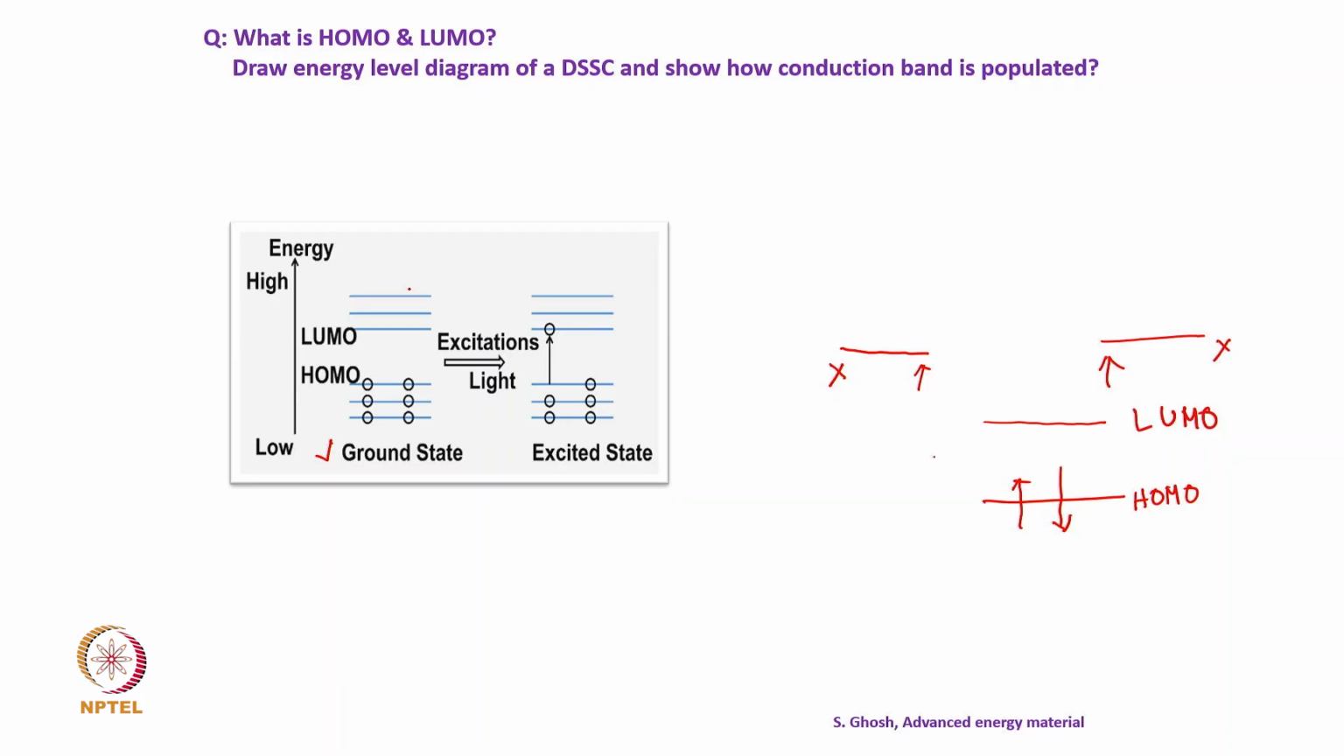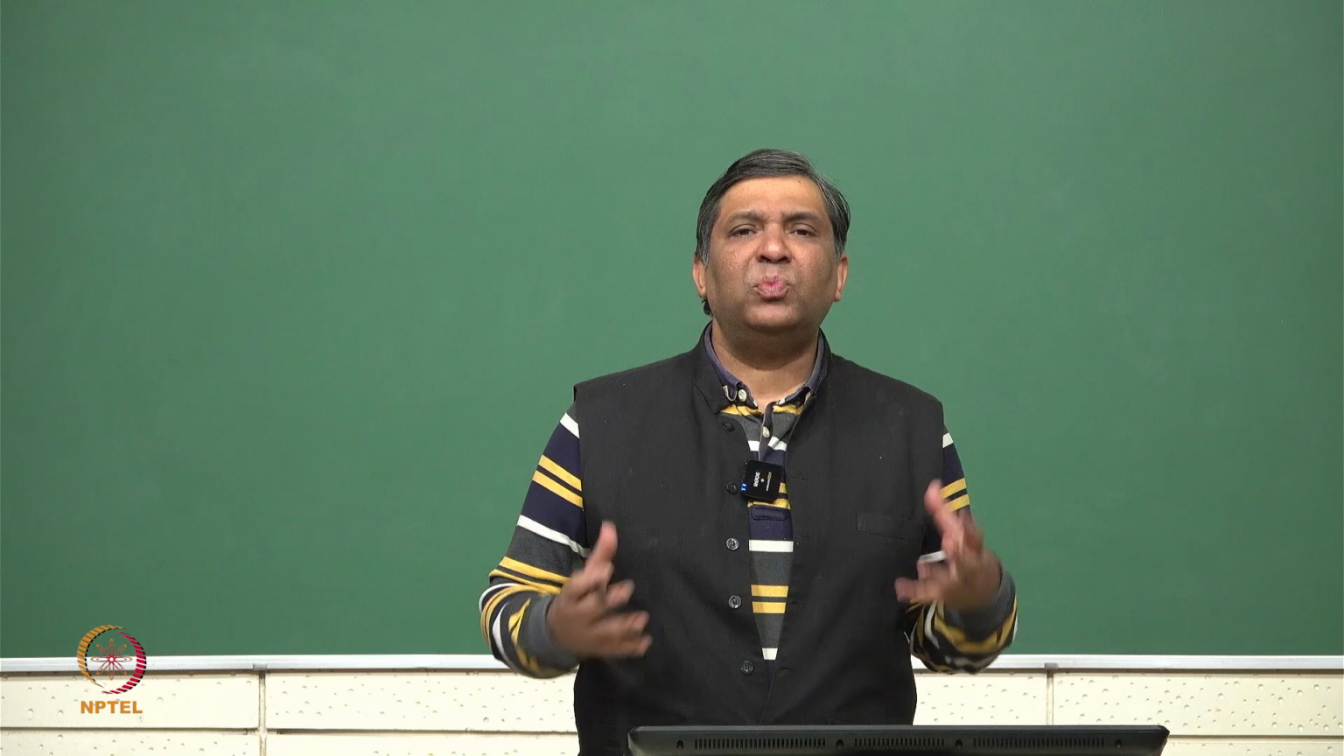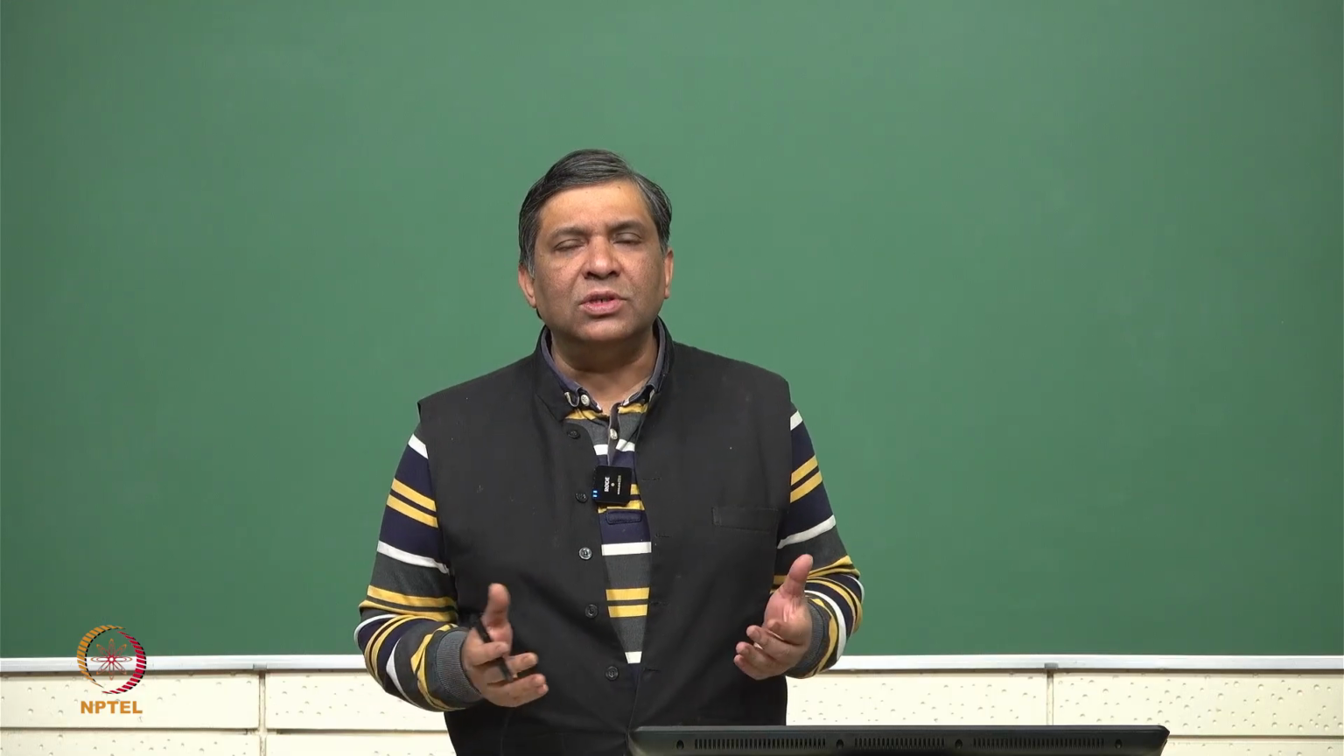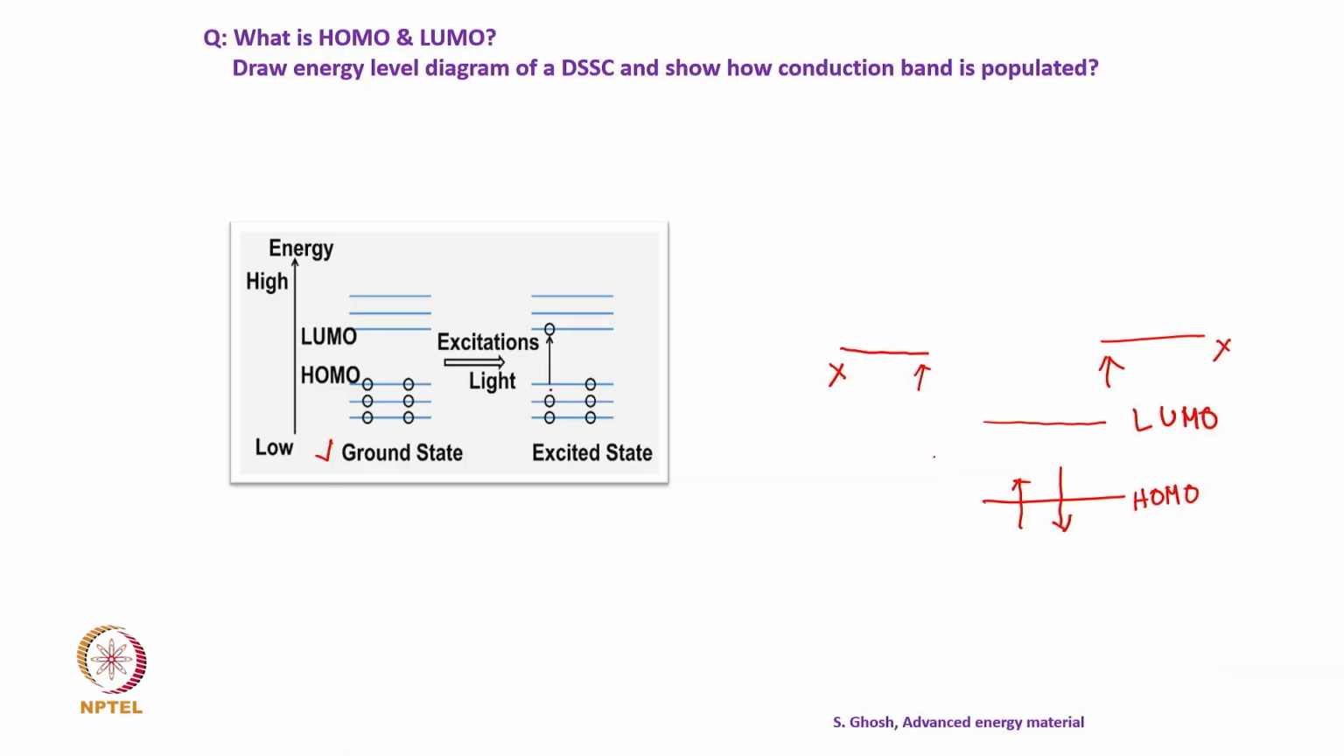are unfilled. Okay. And then when we excite this particular molecule, or the organic material or dye which is used in a dye sensitized solar cell, the electron gets excited and goes from HOMO to LUMO, crossing the gap, if the energy of the incident photon is sufficient to excite it from HOMO to LUMO. Okay. So, now the question is how the conduction band is populated in a dye sensitized solar cell.